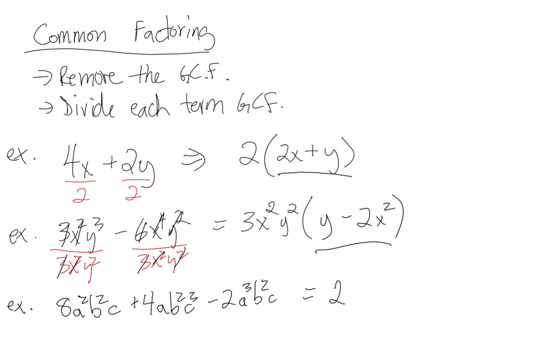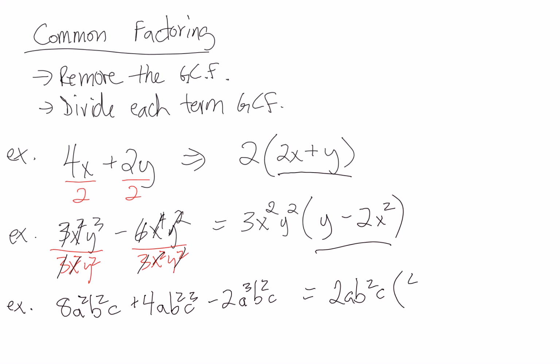And then do your a's. We have a squared, a, and a cubed. So a to the 1 will be the smallest. We have b squared, b squared, b squared. So we all have b squareds. And we have c to the 1, c to the 3, c to the 1. So that'll be c to the 1. So we want to divide each of those out.